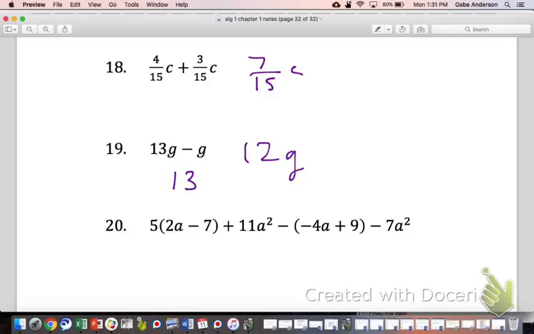Do you see why somebody might think that? 13G, take away the G? It's not what it means, right? That's not what the math means, but you want to watch out for something like that.